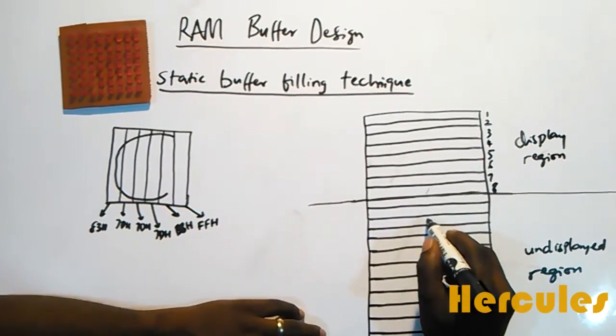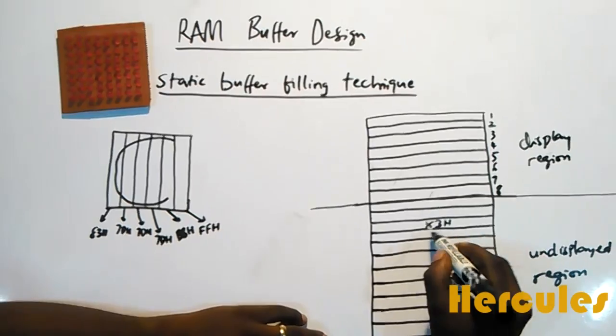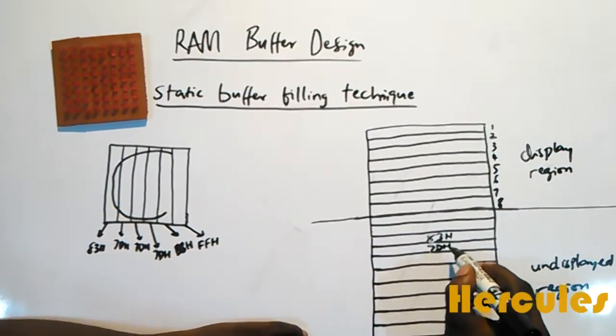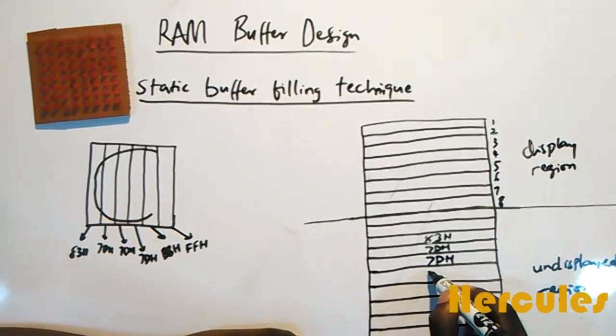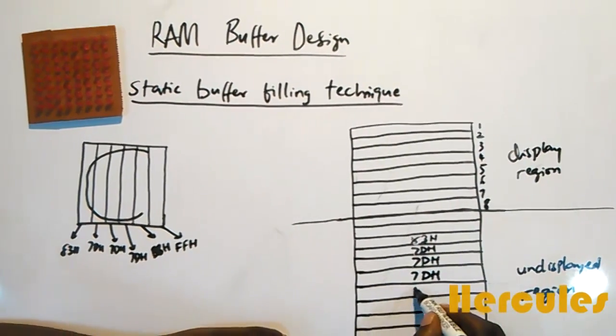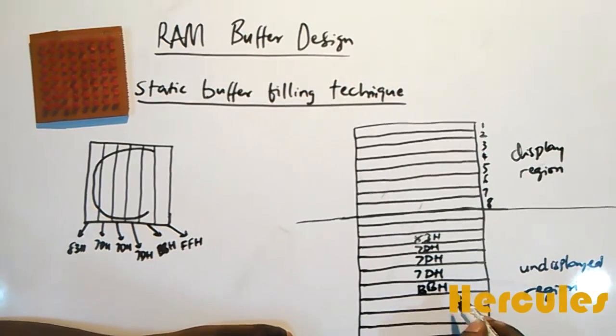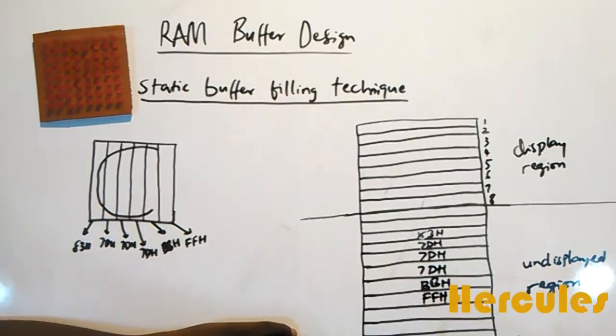Okay, so I'm going to put here 83H hexadecimal, 7D hexadecimal, 7D hexadecimal, 7D hexadecimal, then we have BB hexadecimal, and we have FF hexadecimal.